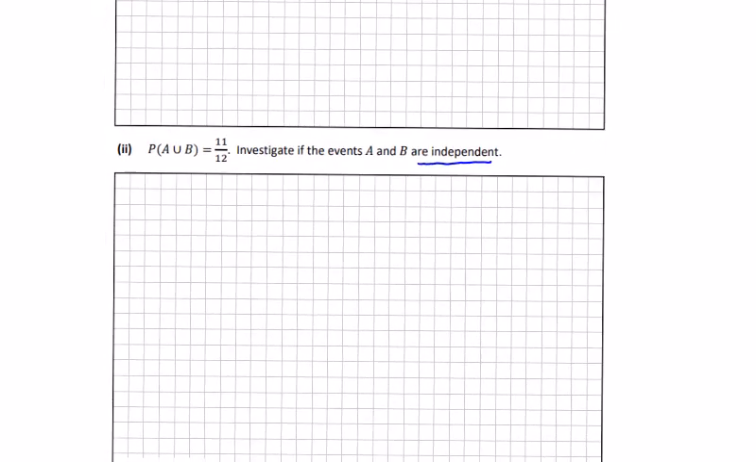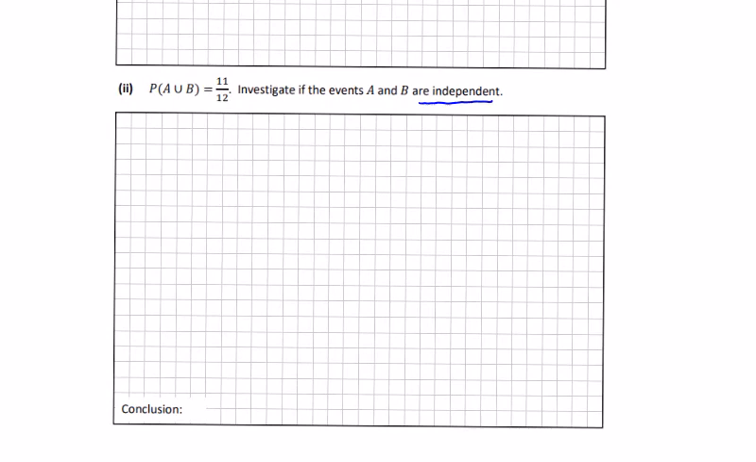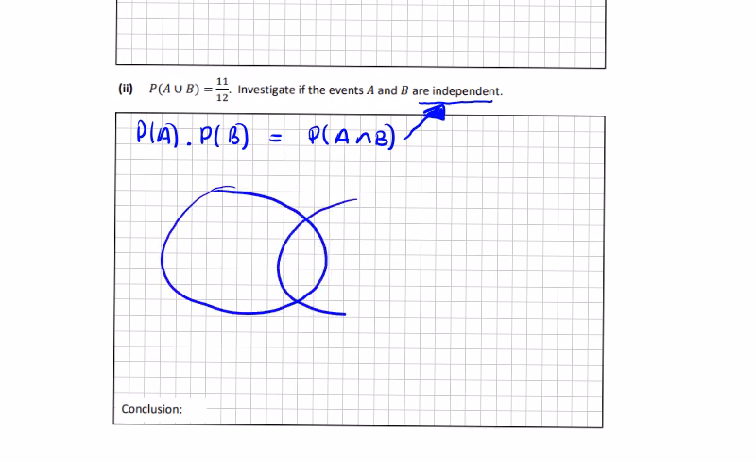Part 2. A union B. Investigate if they're independent. So the probability of A by the probability of B is equal to the probability of A intersection B to show that they're independent. Now there are other ways to do it using the conditional probability, but I'm going to do it this way. So let's complete the Venn diagram here because we're given some other information. We have A and B. A union B is 11/12 from part 2 here.